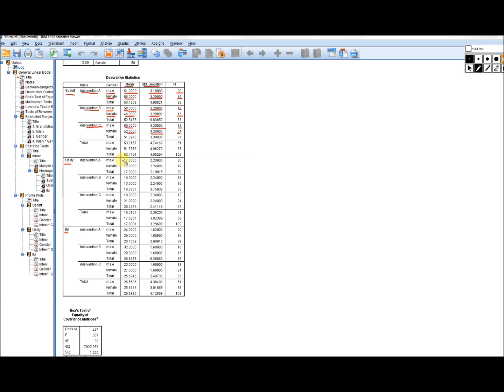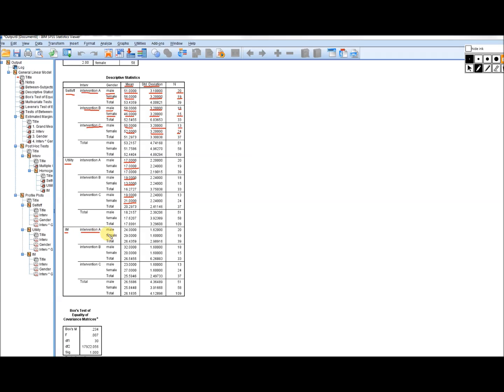Okay, for perceived utility, you can see that in intervention A, males and females scored exactly the same. In intervention B, males scored higher than females on perceived utility, and in intervention C, males scored lower than females. And again, you have your standard deviations for each of your cells in the model, as well as the sample sizes. Then you have intrinsic motivation.